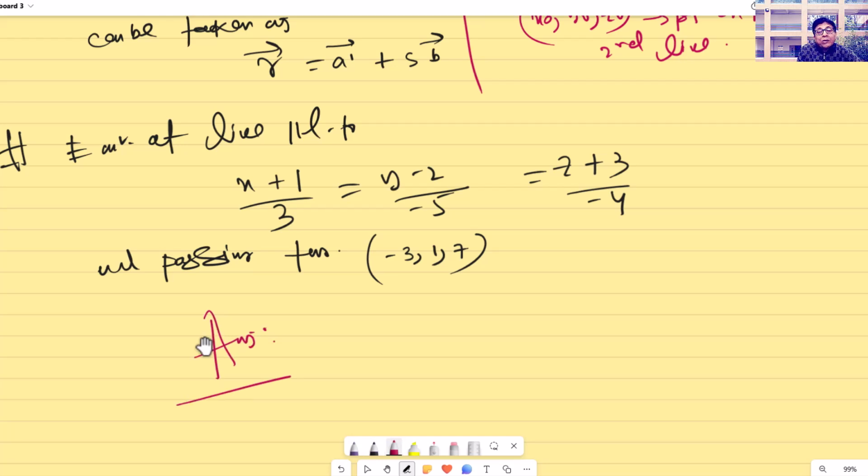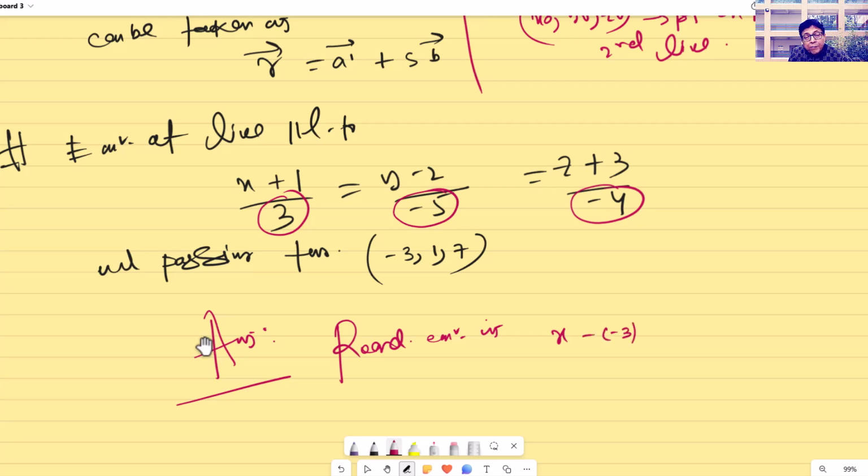Point on the line known and direction ratios are there: 3, minus 5, minus 4. So the required equation is going to be what? x minus minus 3 by 3, y minus 1 by minus 5, z minus 7 by minus 4.